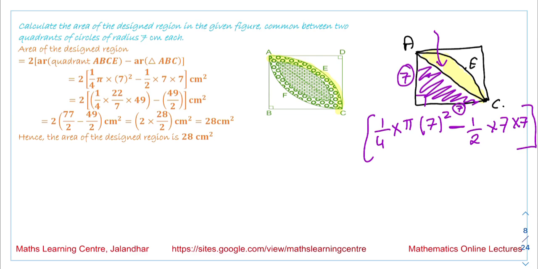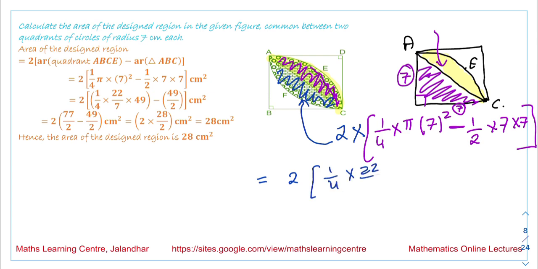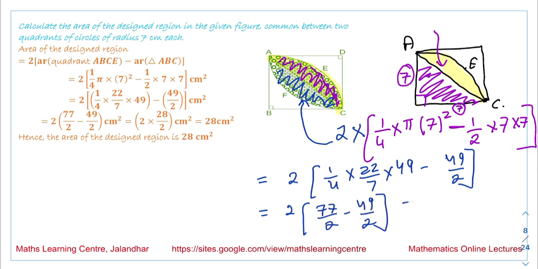Now this is the area of this much portion over here. The area of this second portion is also equal to this, so we multiply this by 2 to obtain the area of this complete shaded region. On solving this, we get 2 into 1 by 4 into 22 by 7 into 49 minus 49 by 2. So this is equal to 2 into 77 by 2 minus 49 by 2, and on solving this you will get the answer 28 centimeter square. So this is the area of this design.